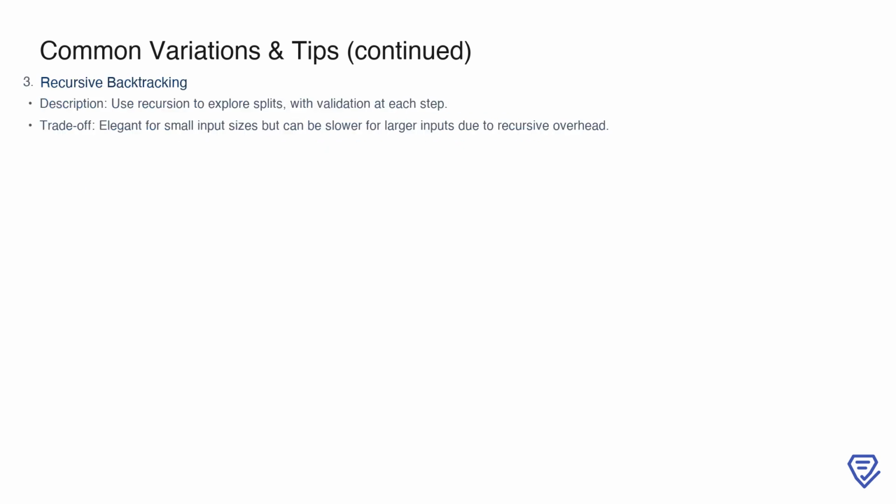Another approach worth considering is recursive backtracking. Here, you use recursion to systematically explore all possible splits, validating each segment at every step. This method can be particularly elegant for small input sizes, as it naturally handles combinations and validations in a structured way. However, the downside is that recursive backtracking can become slower for larger inputs due to the overhead of recursive calls. It's important to weigh this trade-off depending on the constraints of the problem. For small to moderate input sizes, this approach can be a clean and intuitive way to solve the problem, but for larger datasets, you may need to lean towards more iterative or optimized solutions to ensure efficiency.